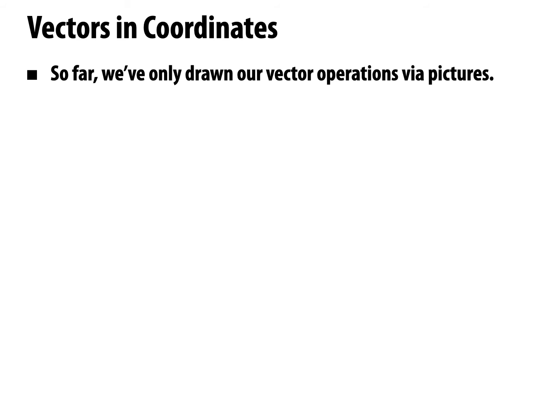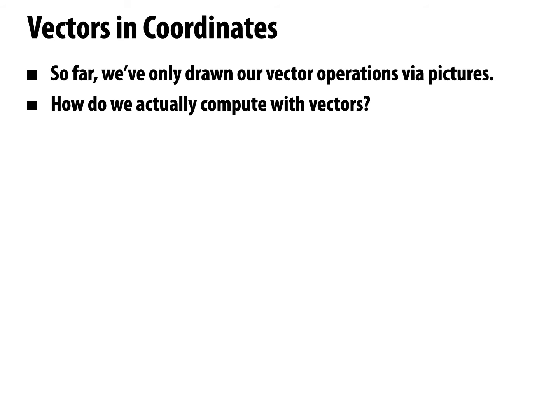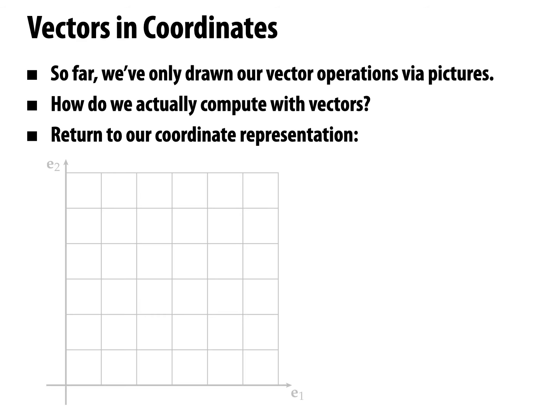All right. So far we've only drawn our vector operations using pictures. How would we actually compute with vectors, whether we're doing this with pen and paper or doing this through code? Well, this is really where our coordinate representation helps to make things very, very concrete. Okay? So let's say I have a vector u, which I can give Cartesian coordinates 4, 1. And I have another vector v, which I can give Cartesian coordinates 1, 3. How do I find the vector u plus v?